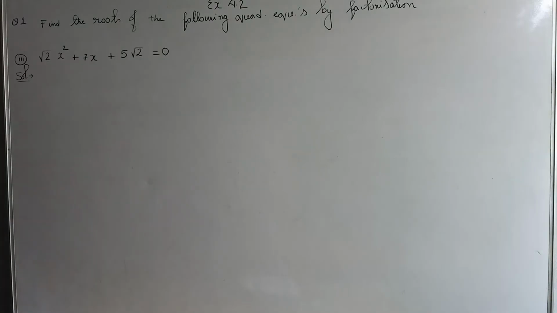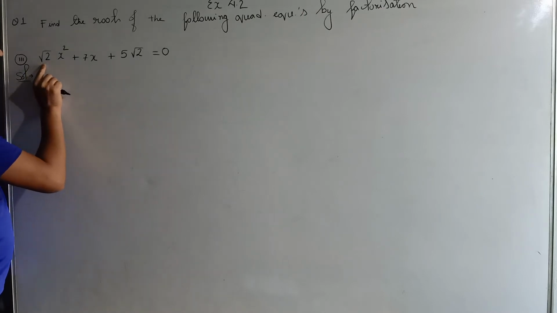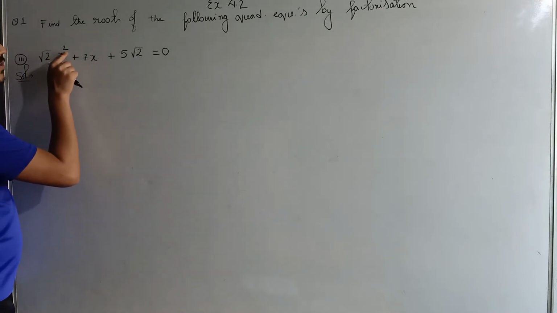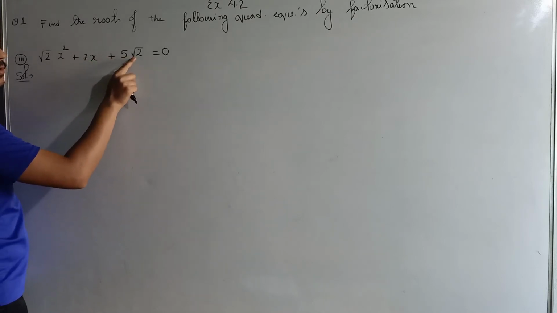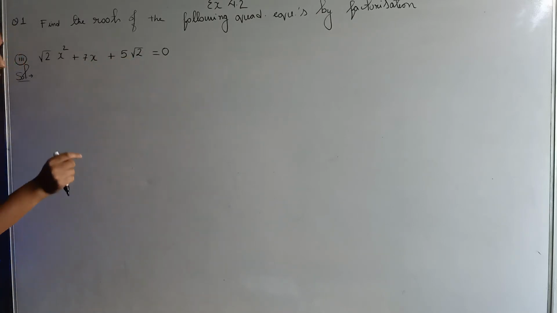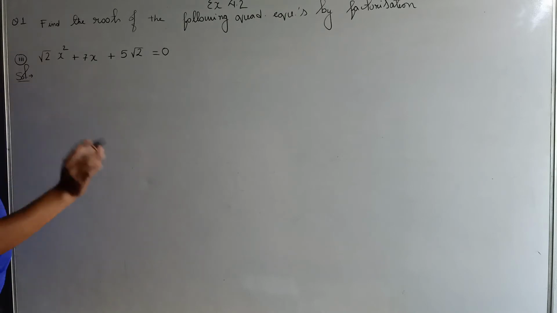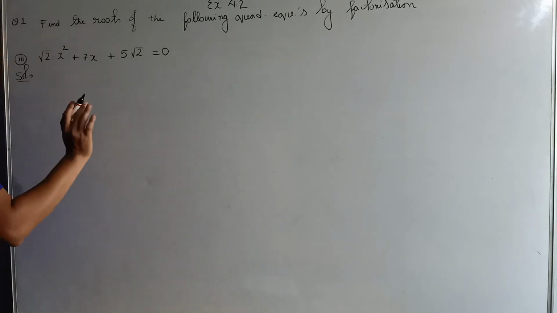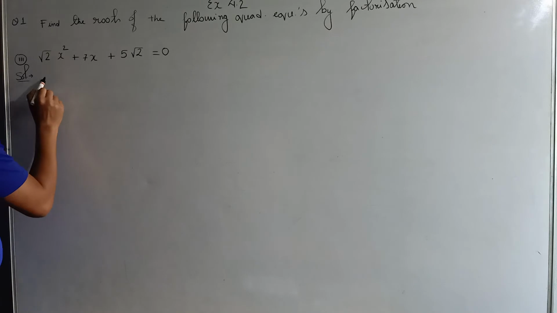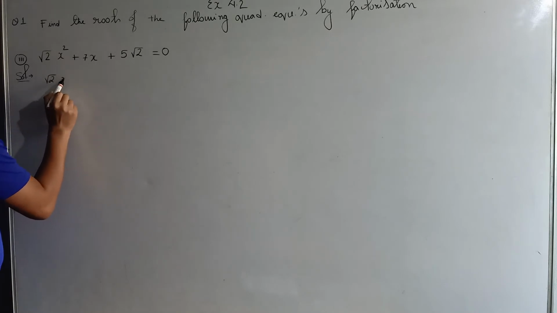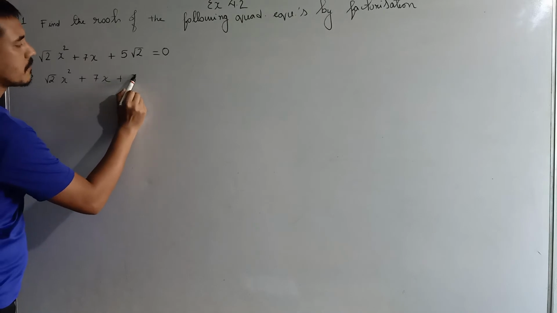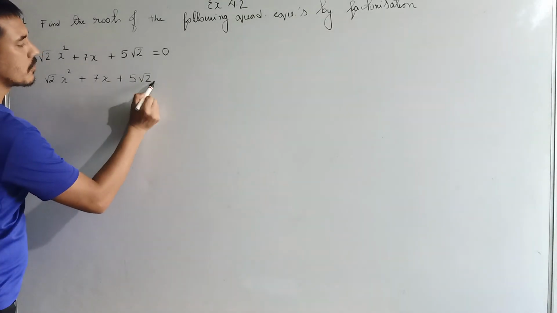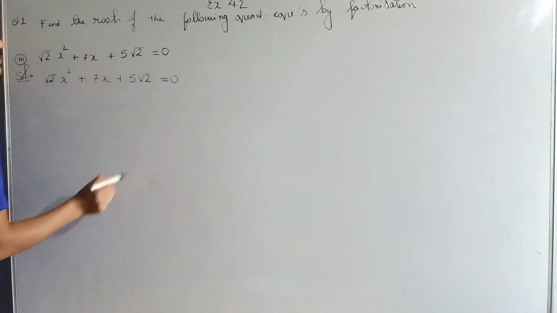Now we proceed to Roman number 3. We have square root of 2 times x squared plus 7x plus 5 square root of 2 equal to 0. We will proceed as we have done the previous two questions.